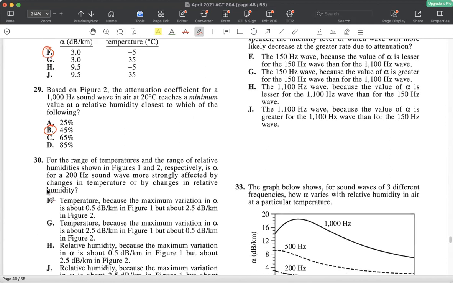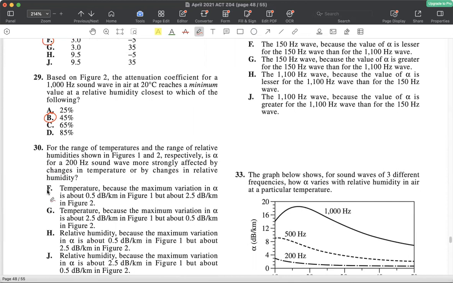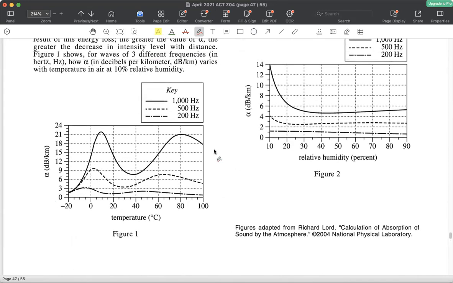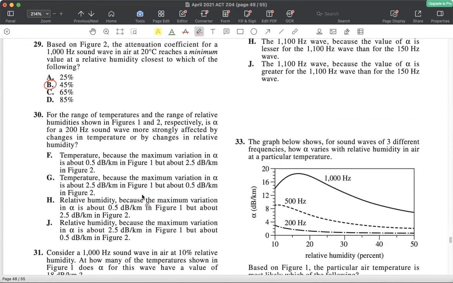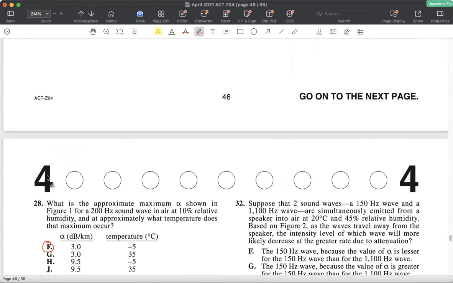For the range of temperatures and the range of relative humidity shown in figures 1 and 2, is alpha for a 200 hertz sound wave more strongly affected by a change in temperature or by changes in relative humidity? So if you look at 200 hertz, when you have a change in temperature, this is the pattern that we get. And for relative humidity, this is the pattern that you get. You can see that the relative humidity doesn't really change much. The range is really less, but here the change is much more. So temperature variation changes it more. It is more strongly affected by temperature because the maximum variation in alpha is about 2.5 with temperature, but only about 0.5 in figure 2. So G, because temperature variation is greater.